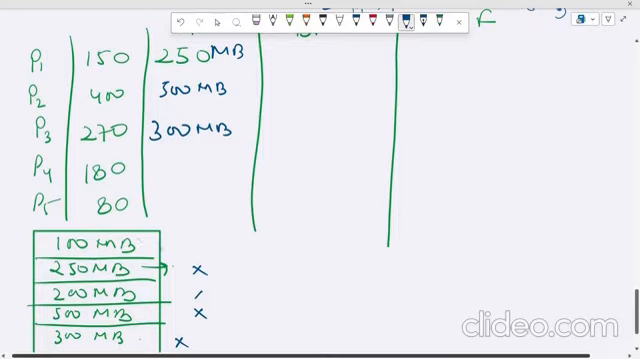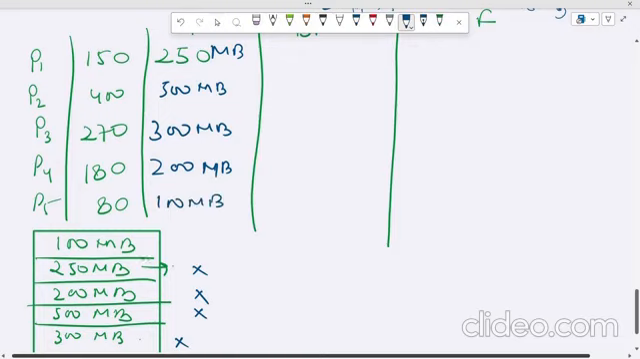100 MB definitely not able to access this part. 200 MB, definitely P4 will get this block of main memory. Okay, so 200 will go to P4. P5: one part left, which is 100, and the process size is 80. P5 gets this block. So 100 MB goes to that.